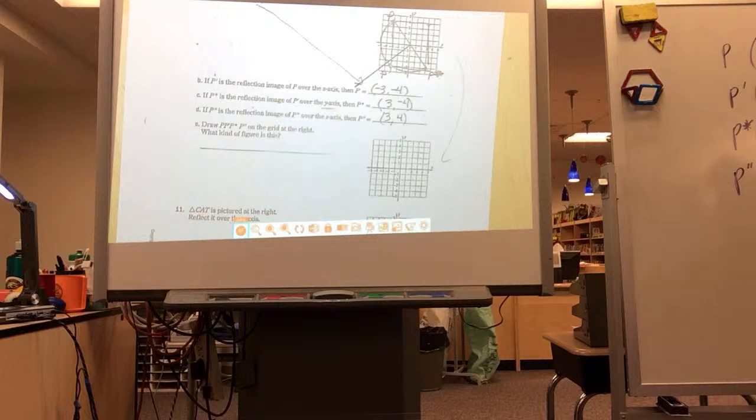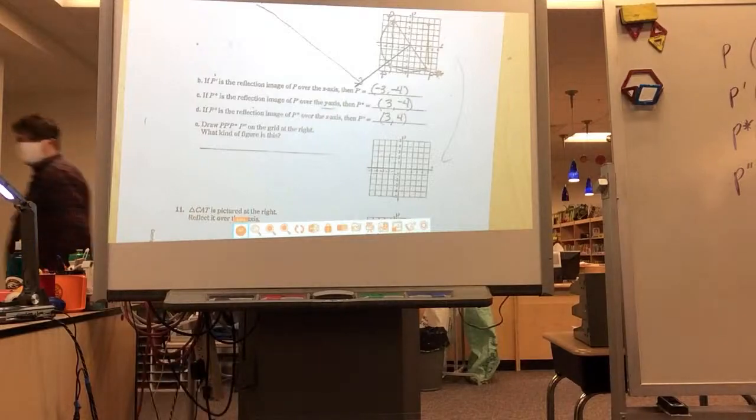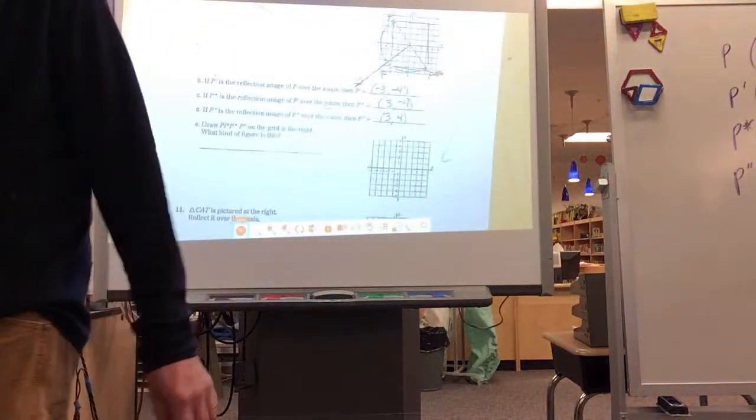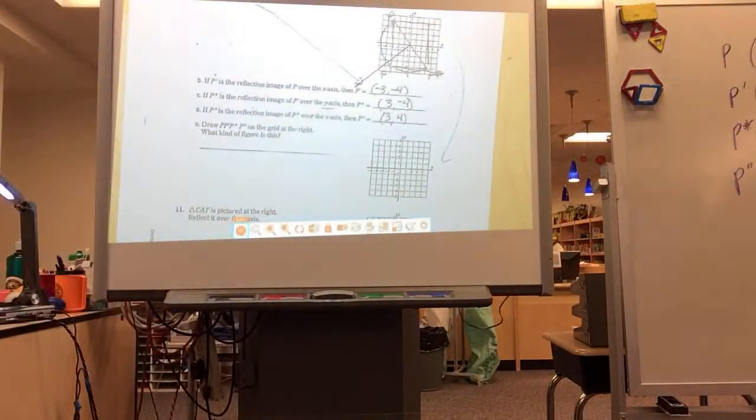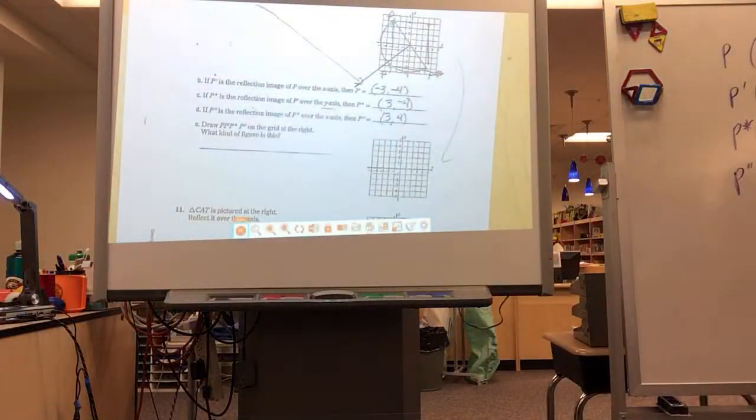Do you have tracing paper, or do you need more tracing paper? 374. If you need more tracing paper, come on up and get some, okay?